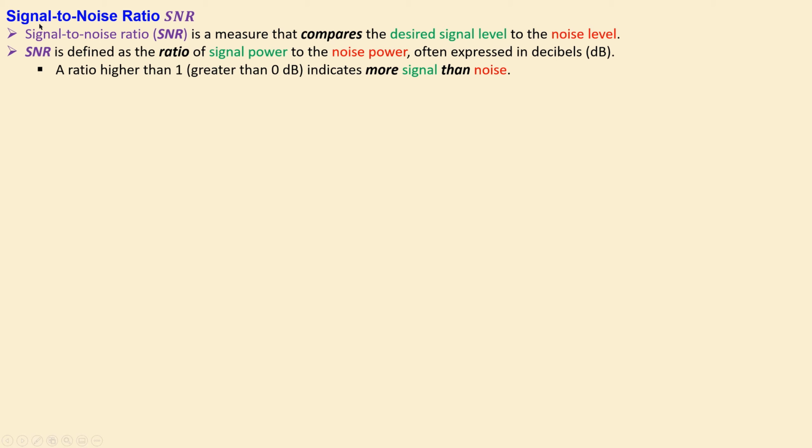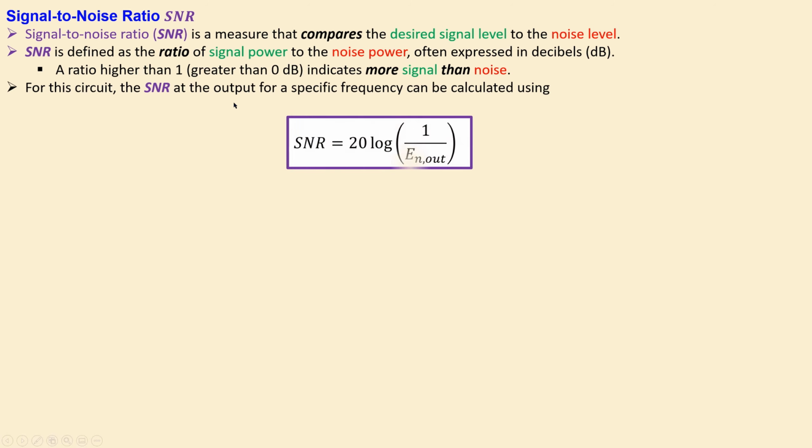We would like to increase the signal to noise ratio, actually make it as large as possible. Now for the circuit, the SNR at the output for a specific frequency can be calculated using this expression. And I say specific frequency because it has some dependency on the frequency, but it will settle down to some value, and we will see that also in the simulation results. So this is the formula.